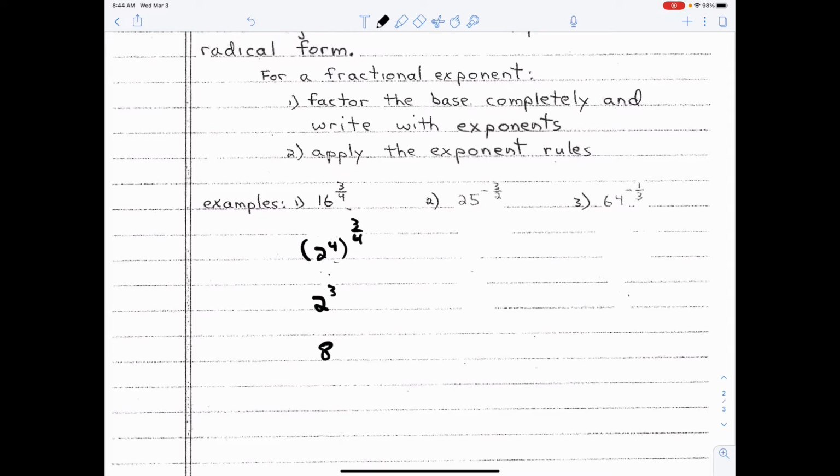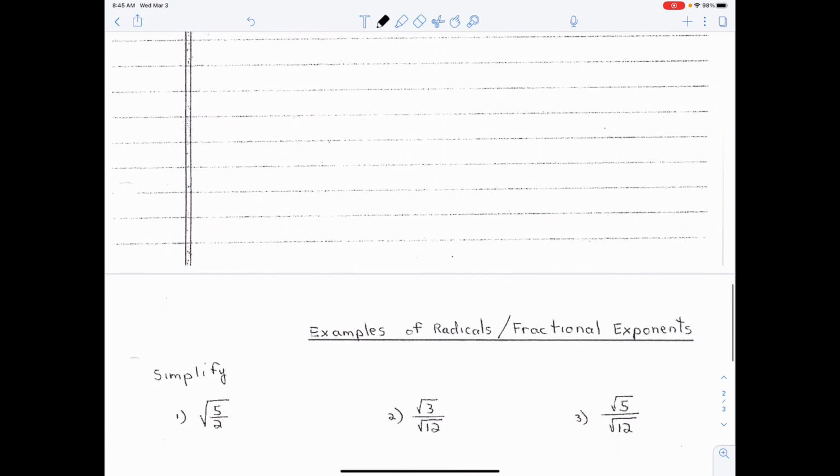Here, we're going to factor the 25 into 5 squared, raised to the -3/2 power. Multiply 2 times -3/2, and you get 5 to the -3rd, which is 1 over 125. Much easier than using a radical. 64 is 2 to the 6th power, to the -1/3 power. So that's 2 to the -2nd, which is 1/4. That's the way I would do it. I would not do it the way Alex does it.